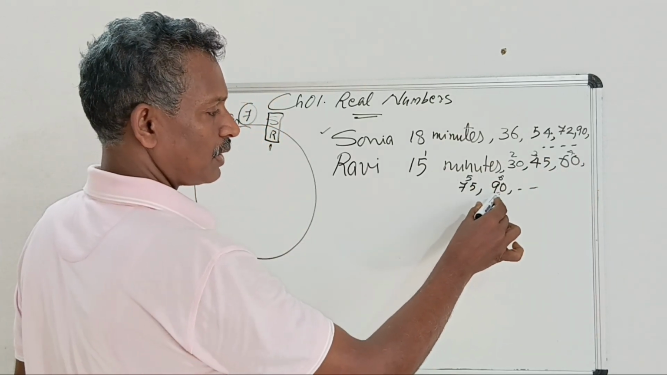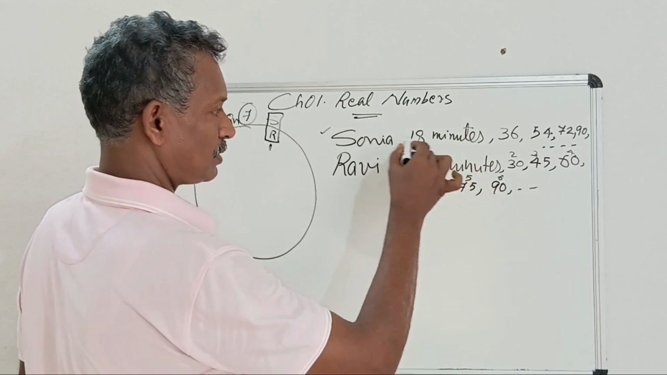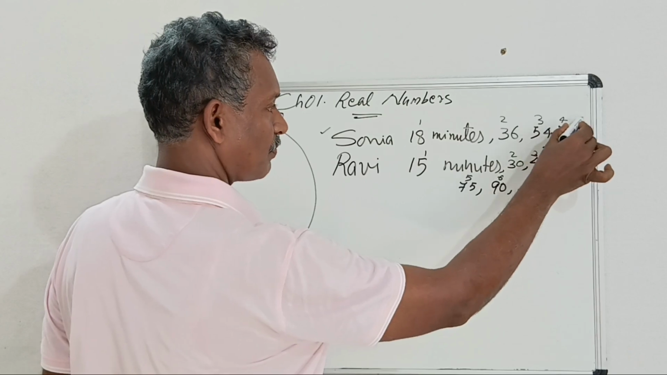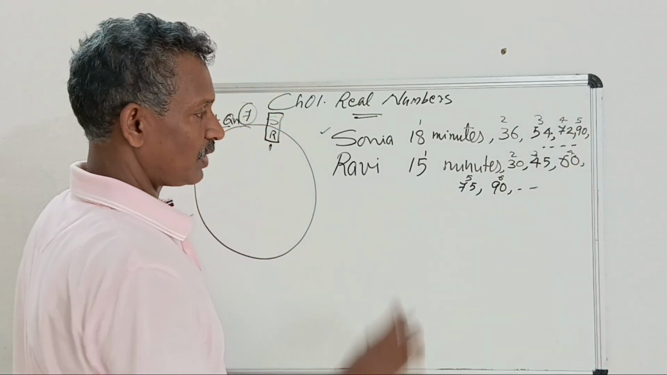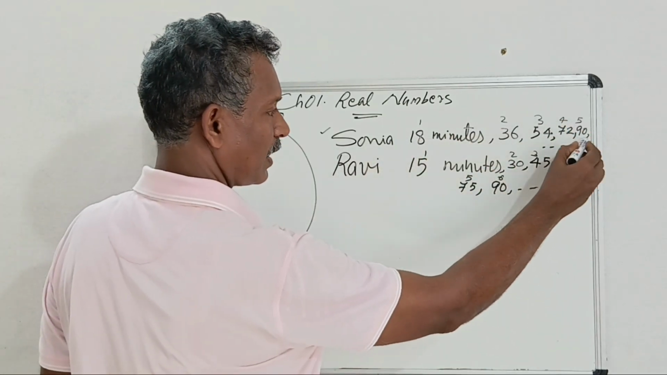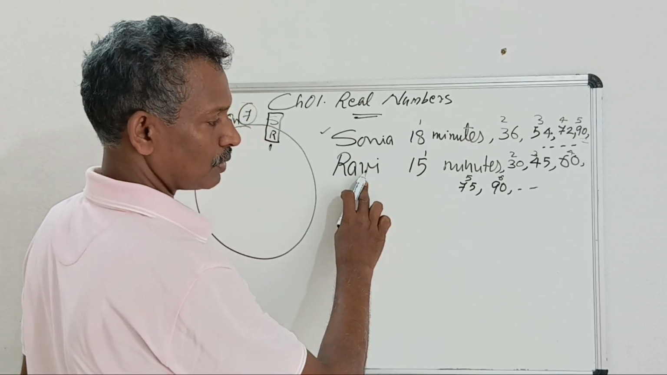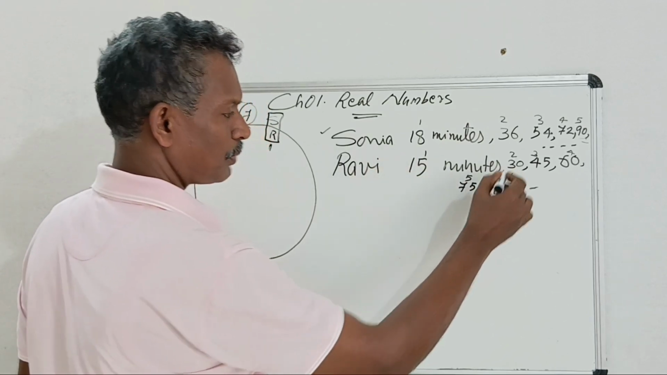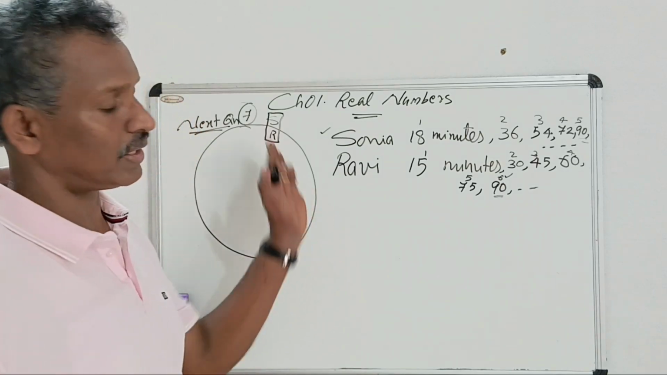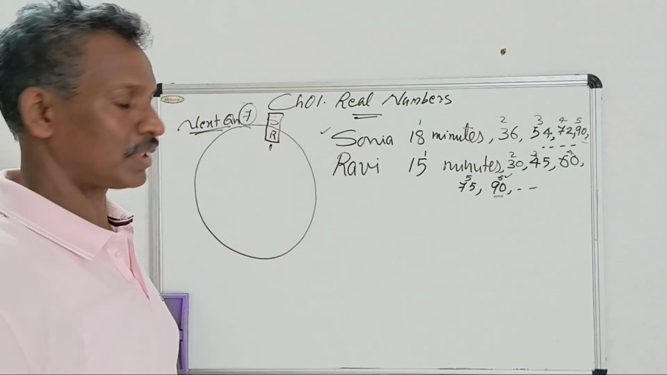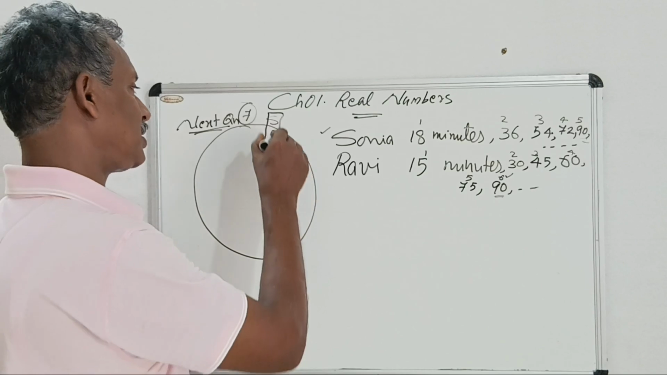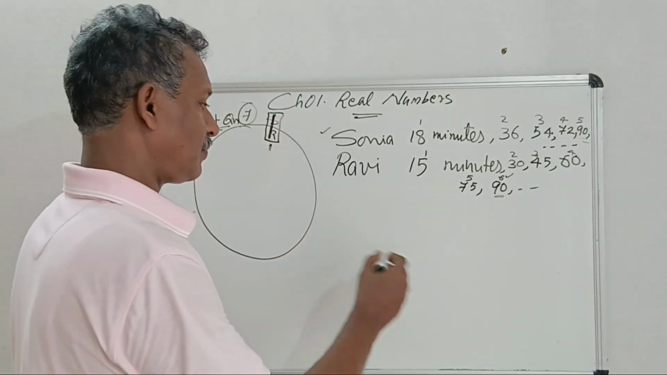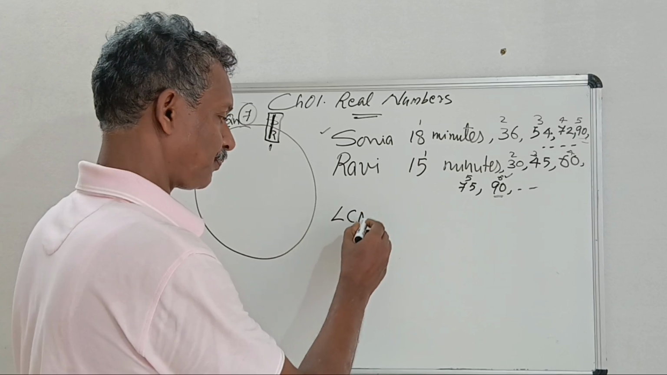When Ravi completes the sixth round in 90 minutes, Sonia completes one round, two rounds, three rounds, four rounds and 5 rounds. When Sonia completes 5 rounds in 90 minutes, Ravi also completes 90 minutes and reaches the starting point by the time he has completed 6 rounds. But that doesn't matter. The question is when they will meet again at the starting point. Okay, then we have to find the LCM.